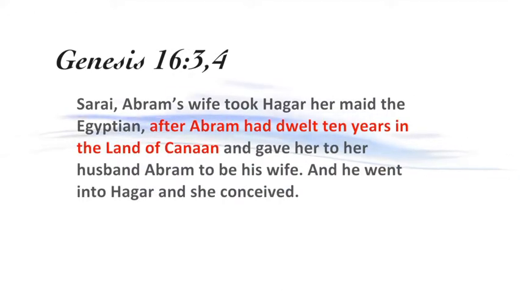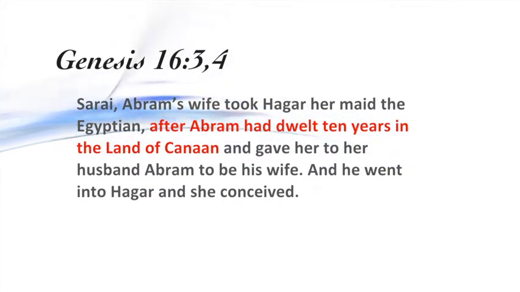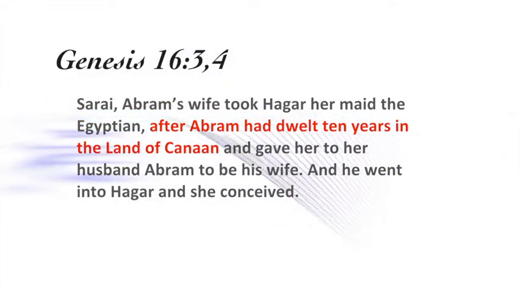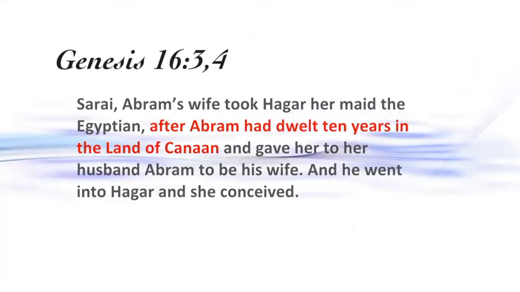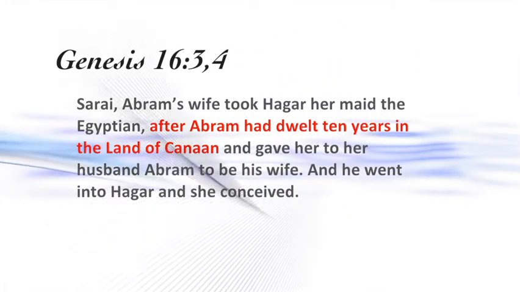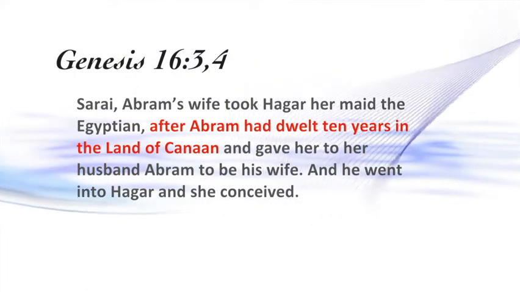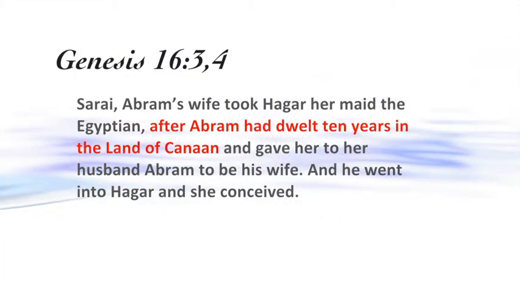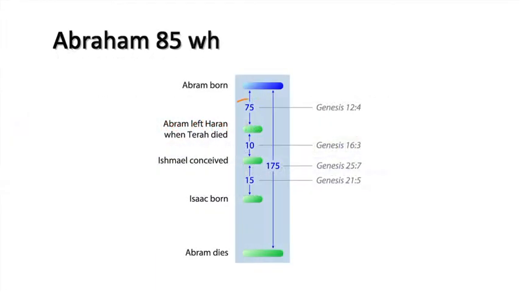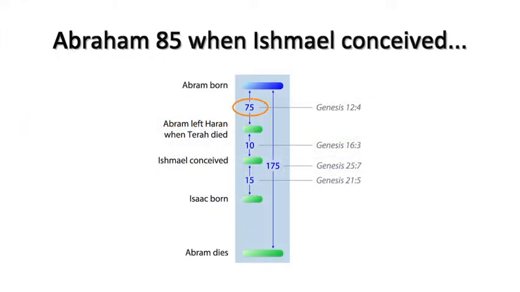Genesis 16, verses 3 and 4 says, "Sarai, Abraham's wife, took Hagar, her maid, the Egyptian, after Abraham had dwelt 10 years in the land of Canaan, and gave her to her husband Abraham to be his wife. And he went into Hagar, and she conceived." Now Abraham was 75 when he entered the land. Therefore Ishmael was conceived 10 years later, and therefore Abraham was 85 when this happened.